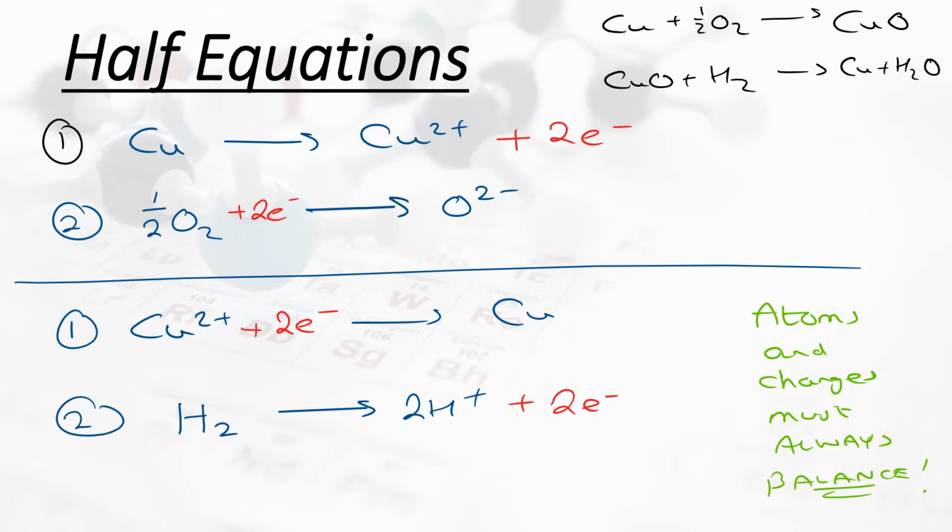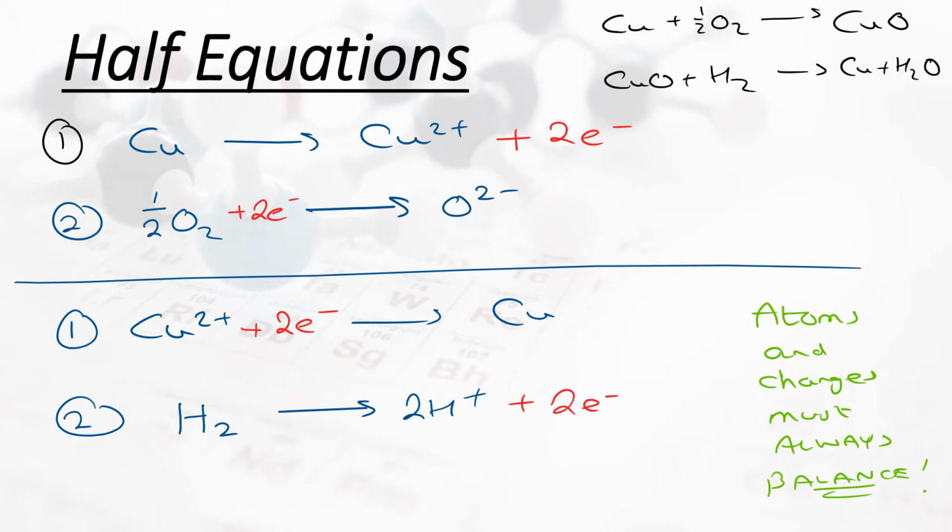it's oxidized. For the oxygen, we have a half O2 going to O2 minus. Note that we've balanced that, not just O2 to O2 minus, but a half O2 to O2 minus. And then because we have a 2 negative charge on the right-hand side, we need to add 2 electrons to our left-hand side. And this is showing us that our oxygen is gaining 2 electrons and being reduced.